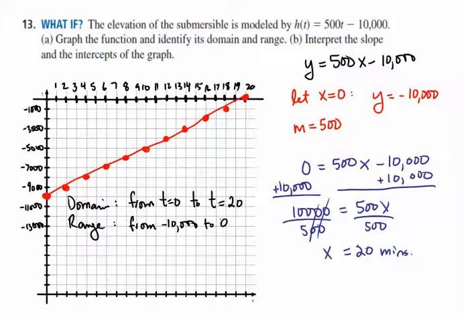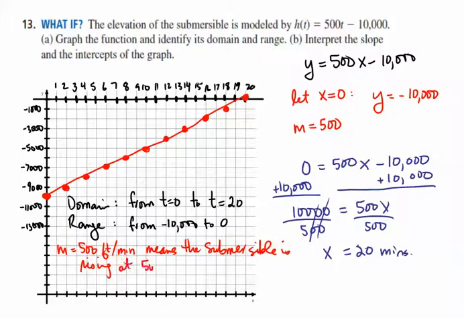They both tell us something. Now we're going to interpret the slope. M equals 500 feet per minute means the submersible is rising at 500 feet per minute. That's how we interpret that.